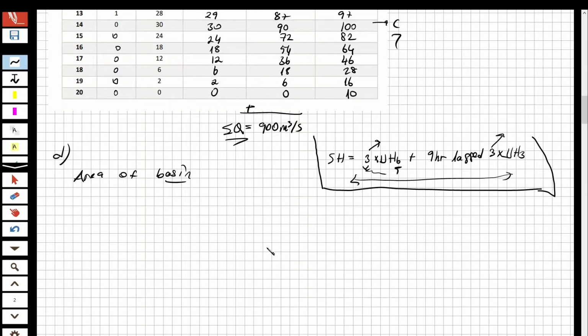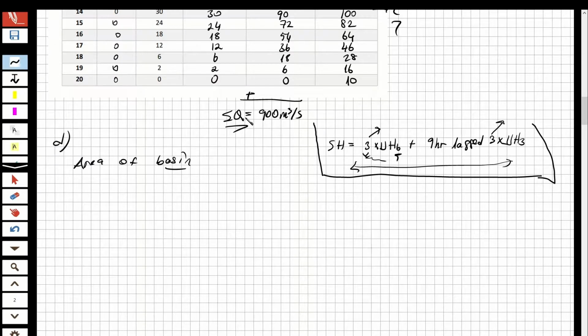So let's calculate the volume. Okay, I have to convert this discharge to volume. So volume is 900 multiplied by 60 seconds for 1 minute, and for 1 hour is 60 minutes. That gives 324,000 meter cubed. Now this is the volume of the water. So let's write a formula. If you remember, volume is equal to area multiplied by the depth of water, okay, the depth of surface runoff.